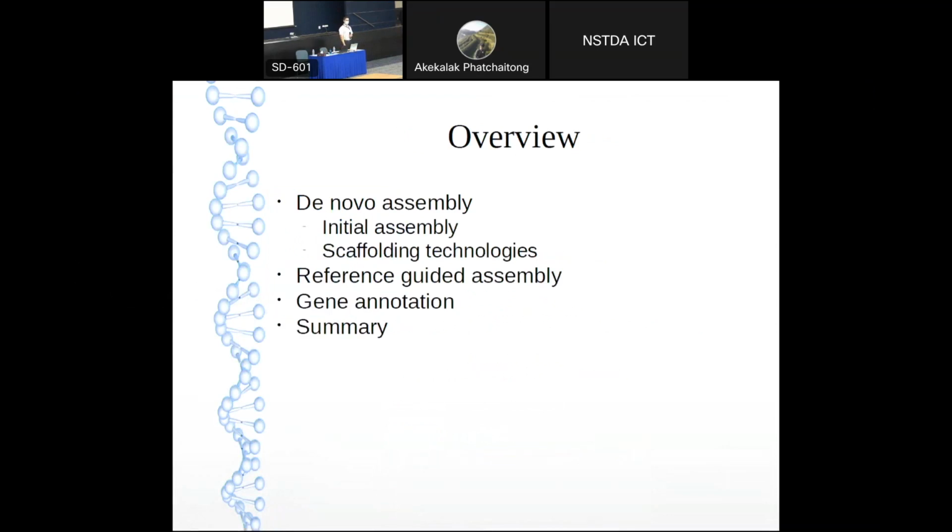Okay, so I'll be talking about de novo genome assembly, the initial assembly from that, scaffolding technologies that we then use to polish the assembly. We'll talk briefly about reference-guided assembly, and then gene annotation.